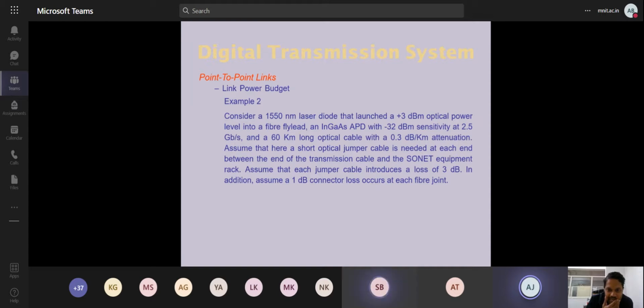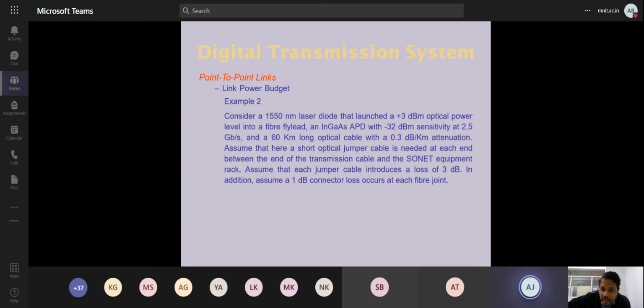9 dB is the system margin. Out of 35, 60 into 0.3, so 18 is directly gone, right? Out of 35, you're left with 17, and 6 dB is for the jumper cables. So 17 minus 6 is 11, and 2 dB for the connectors. That's what you're considering, right?